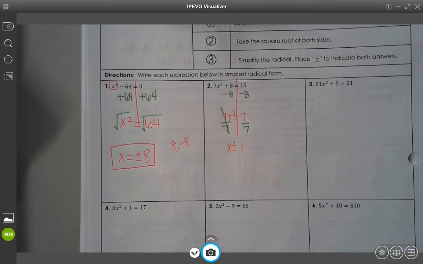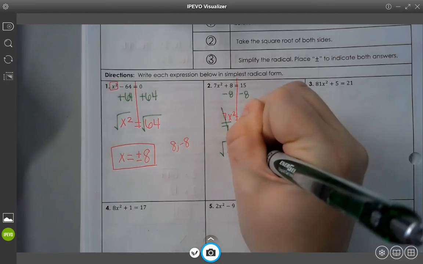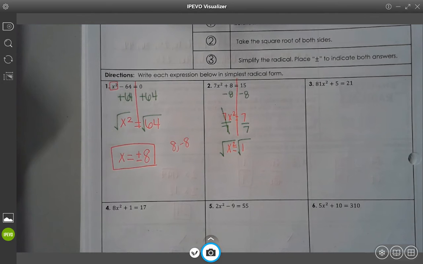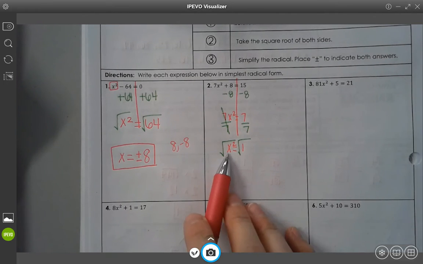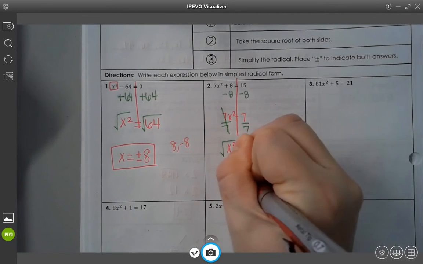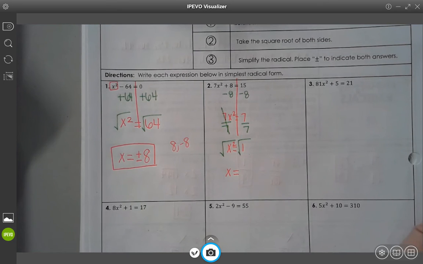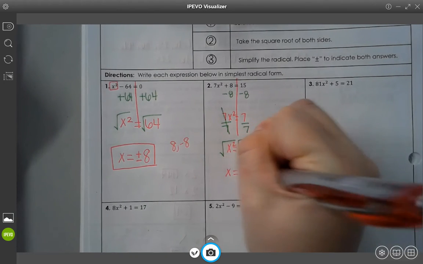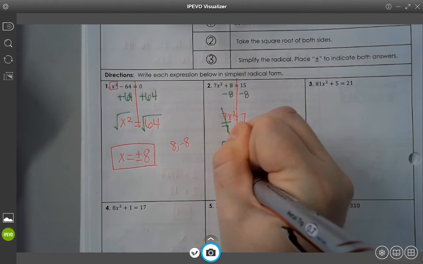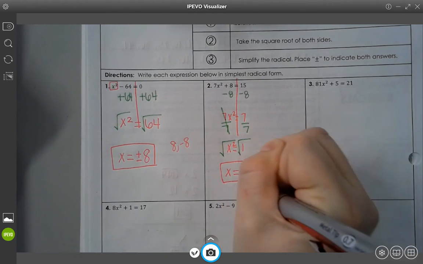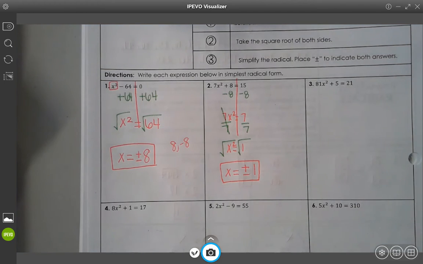And what's my last step? Take the square root. And we get x equals, what's the square root of 1? 1. What do I need to put in front? The plus or minus. Plus or minus 1. Because it has an x-intercept at positive 1 and at negative 1.